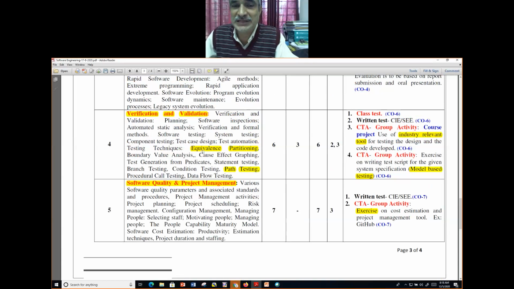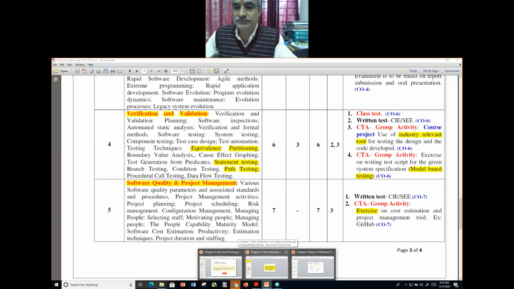Then let's look into the syllabus, what all we were talking about. Equivalence partitioning we have gone through. Model-based testing we have gone through. Testing terminology we have gone through. Test automation, test case design, the terminology we have gone through. Then we will talk about boundary value analysis. Now let's look into statement testing.